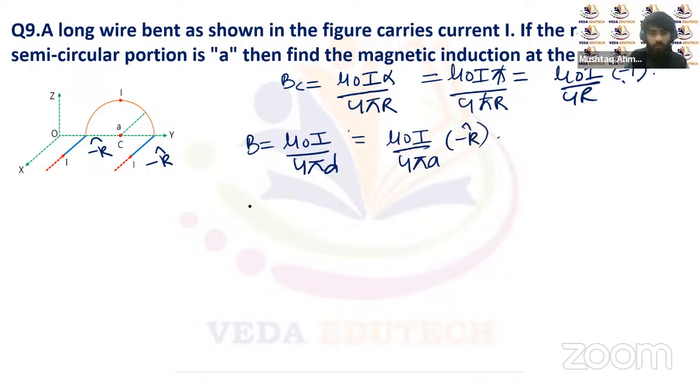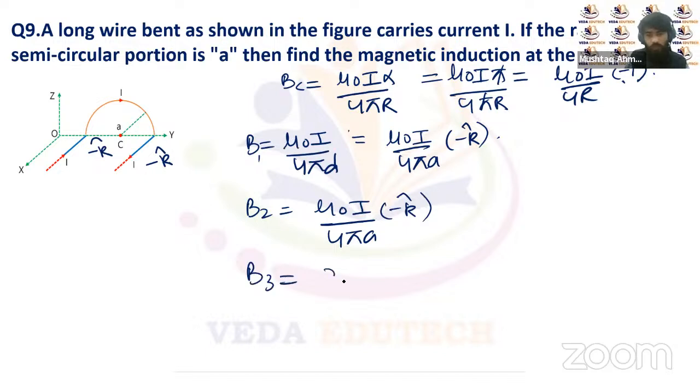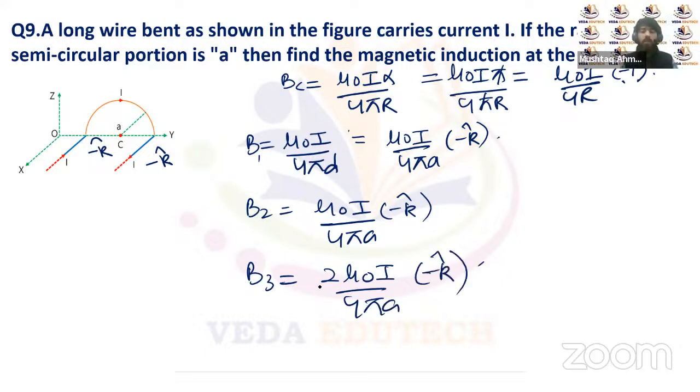Let me call this B1, and B2 will be once again mu naught I upon 4 pi a, minus k cap direction, right? Or we can say the net magnetic field because of these semi-infinite wires will be B3, that will be equal to twice mu naught I upon 4 pi a along minus k cap direction, right? So the total magnetic field here will be mu naught I upon 2 pi a, minus k cap.